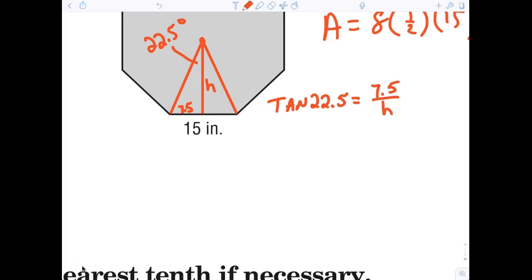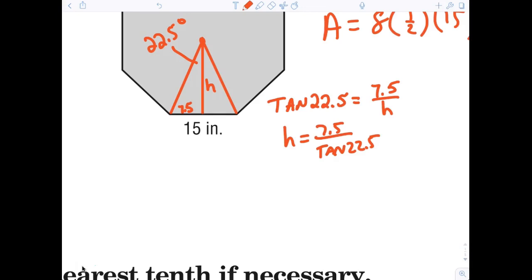Now please look up because I think this is important for me. Make sure you're seeing what I'm saying. I want you to not cross multiply on that, but just say obviously h is equal to 7.5 over tangent 22.5. Does everybody see that? So essentially I'm just multiplying both sides by h and dividing by tangent 22.5. That should be pretty automatic right now.